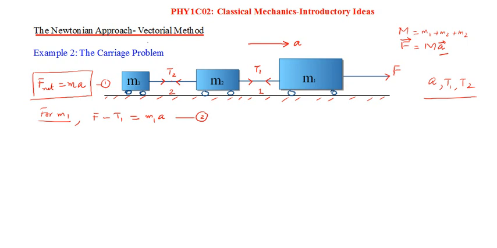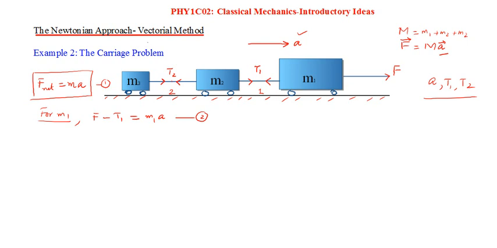You know why I have taken F minus T1? Because the resultant acceleration is taken to be towards the right. So the net force on M1 should be towards the right. It is possible only when F is greater than T1, otherwise it will not move, right?